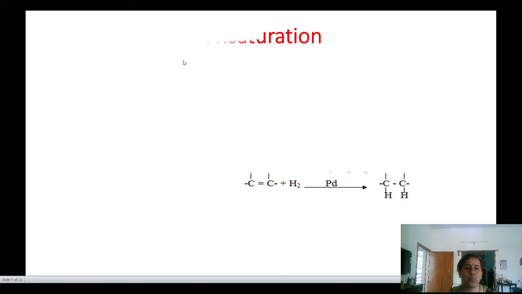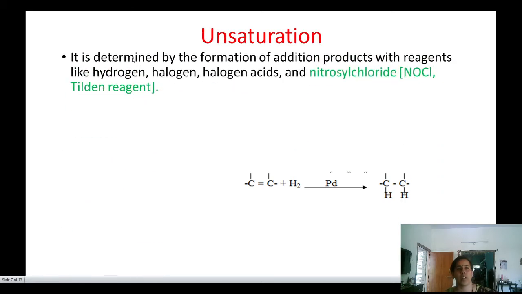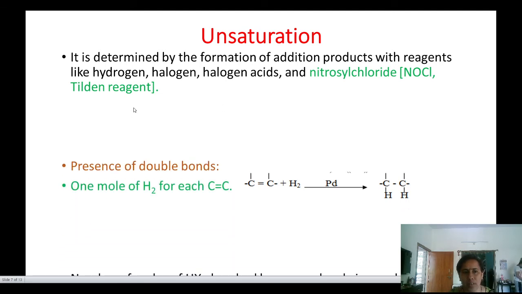Now, the next point is unsaturation. Unsaturation is determined by the addition products with reagents like hydrogen, halogen acids HX, and nitrosyl chloride, which is also called Tilden's reagent. First of all, we must know what is meant by unsaturation. Unsaturation means the presence of a double bond or triple bond in the structure. Now see the reactions.